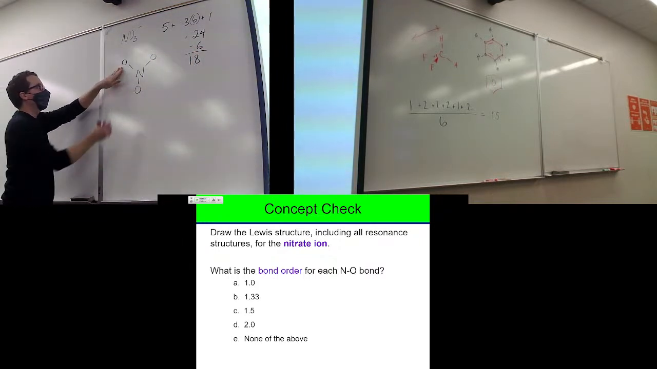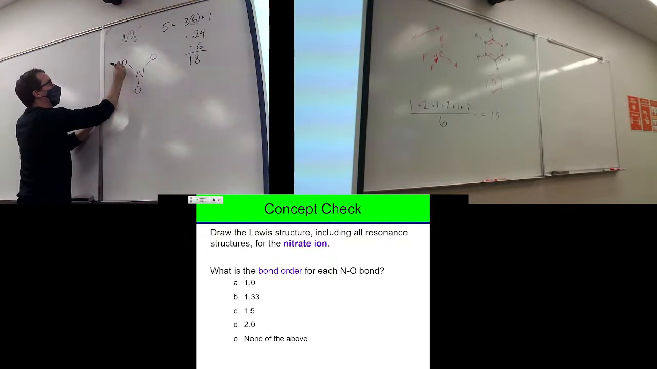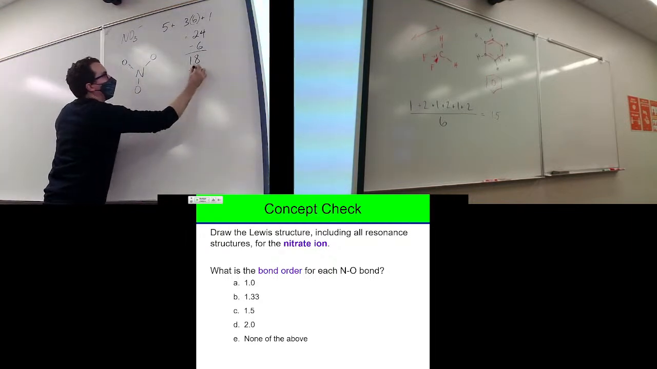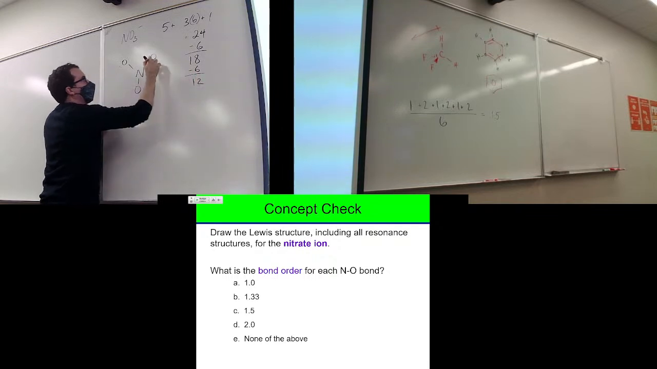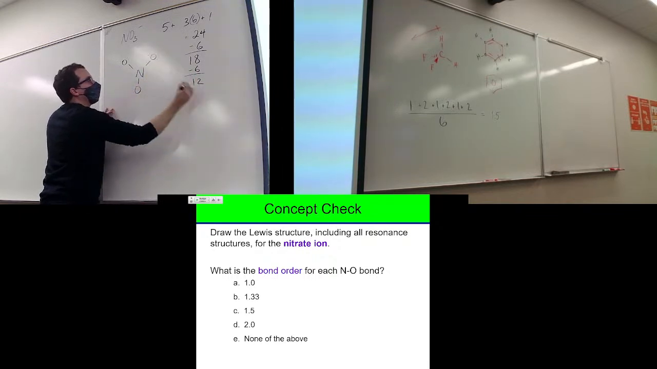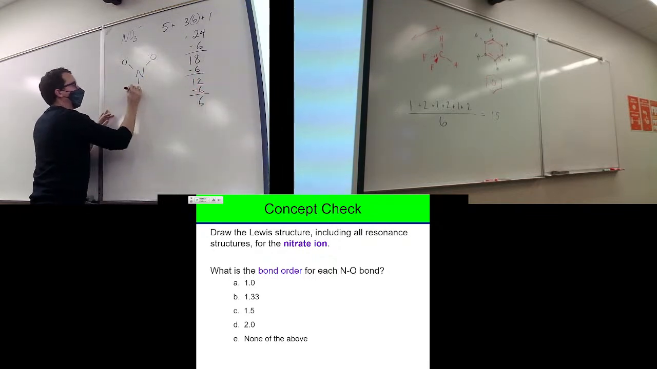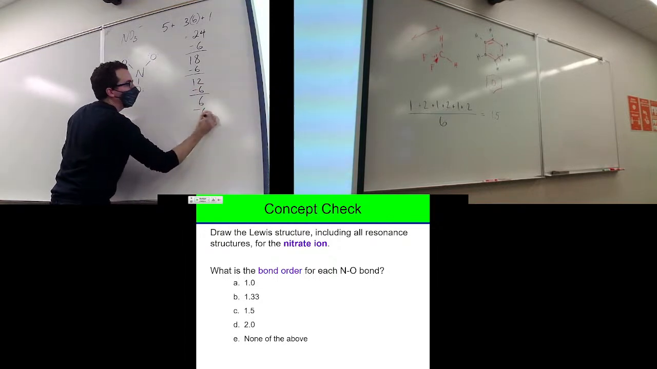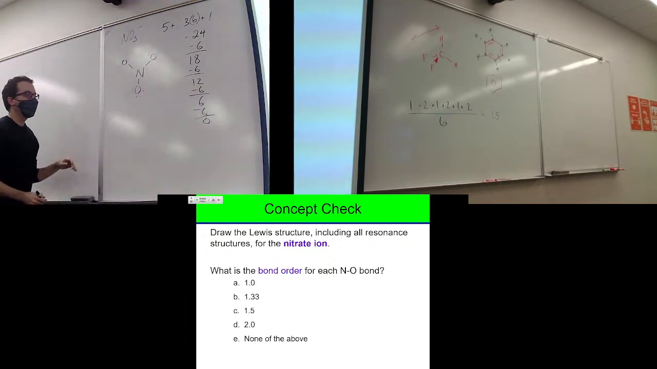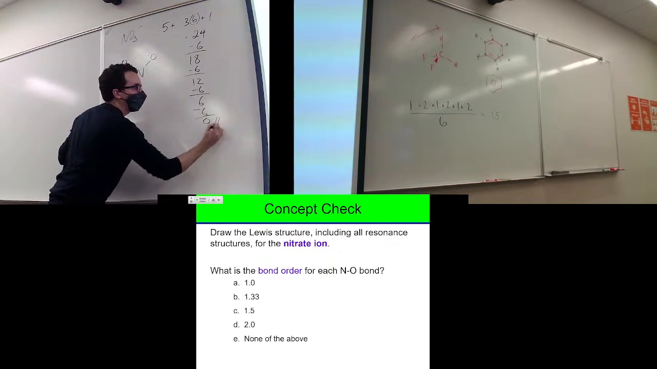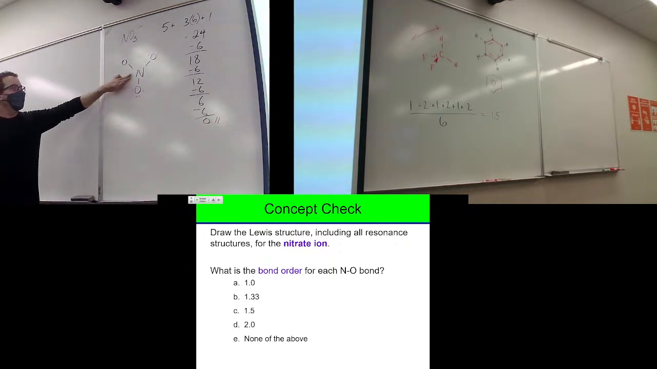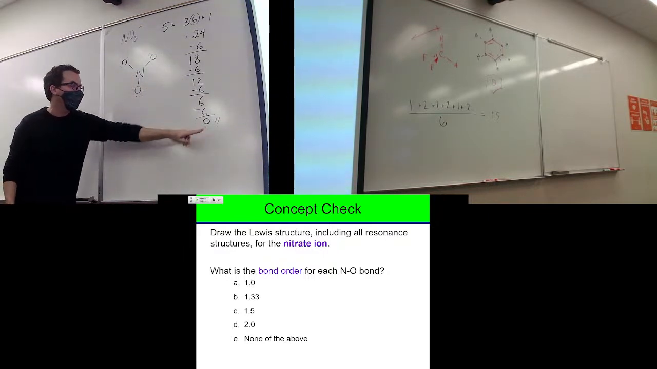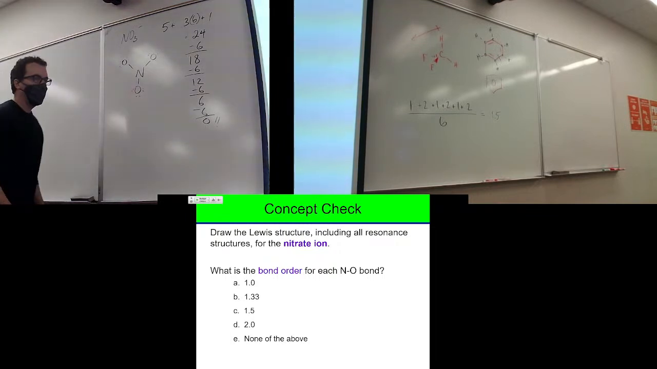The octet rule for the outer atoms, this oxygen needs 6 more. This oxygen needs 6 more. And then this oxygen needs 6 more. I've got none left, right? That's important. None left. But the central atom does not have an octet. So I need 2 more electrons somehow. I cannot just draw them in. I have none left. And so I'll have to share.